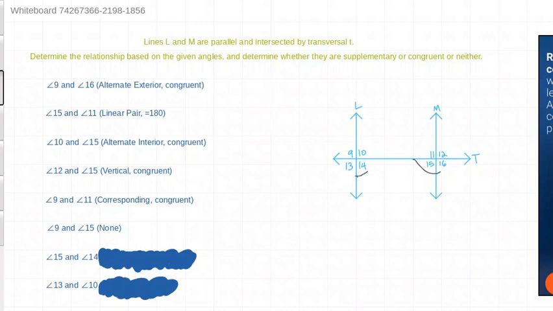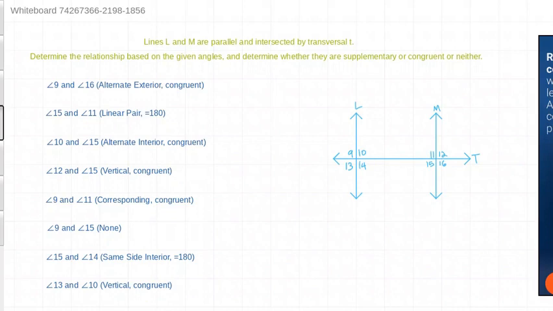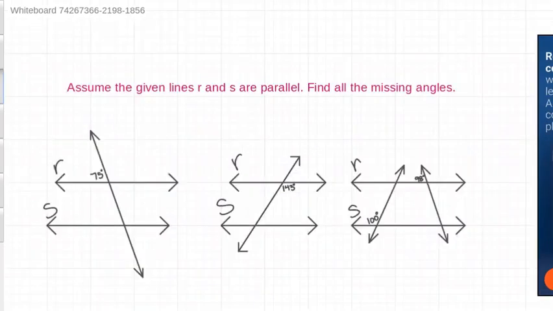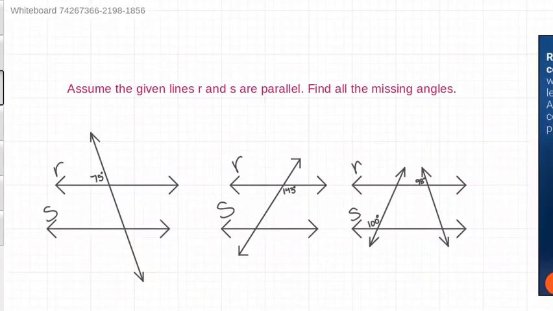Angle 15 and angle 14. They're on the same side of the transversal, and they're both interior angles. So our answer would be same side interior, which we know is supplementary and equal to 180 degrees. Angle 13 and angle 10, again my favorite kind of angles, vertical angles, which we know is always congruent. So that's our answer.